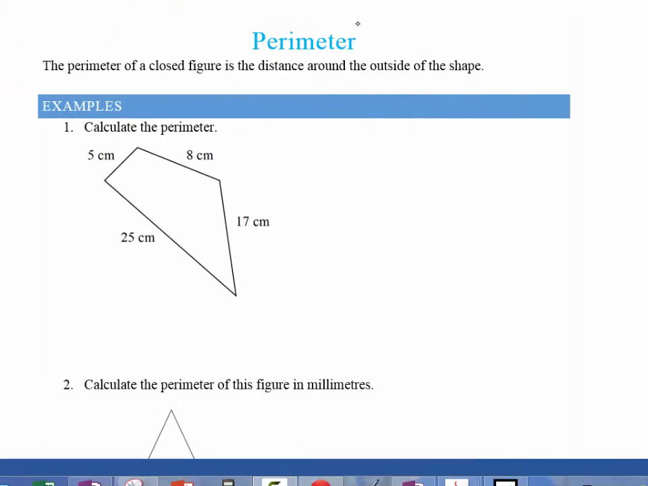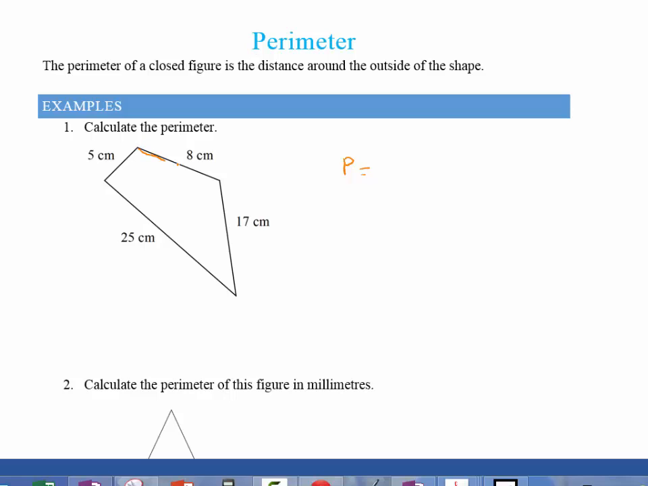So what we're looking at today is just our straightforward perimeter. The perimeter of a closed figure is the distance around the outside of the shape, and hopefully you all know this from the junior years. So if I have a look at this shape here and I'm asking you to find the perimeter, the correct setting out that you're going to show me is you're going to use the P statement, P for perimeter, and you're going to show me all your steps.